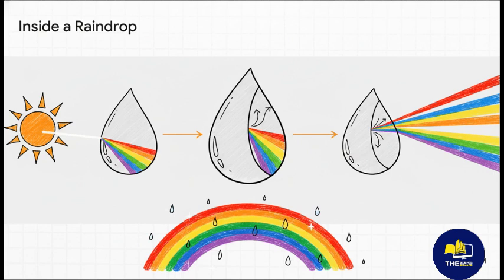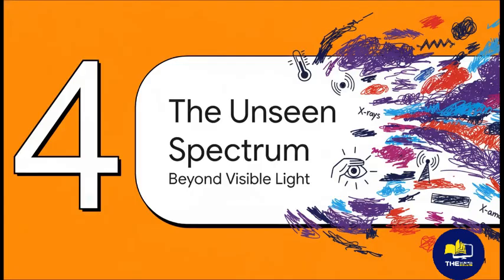Then, those separated colors bounce off the inside-back wall of the raindrop. And finally, as the light exits the front of the drop, it refracts again, spreading those colors out even wider. So a rainbow isn't one single thing. It's the combined light from millions and millions of these tiny, natural prisms all working together. But believe it or not, the story doesn't end with the colors we can see. The beautiful rainbow that we perceive is actually just one tiny slice of a much, much bigger picture.